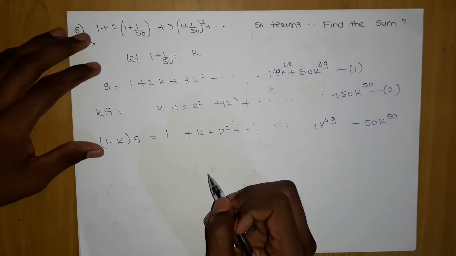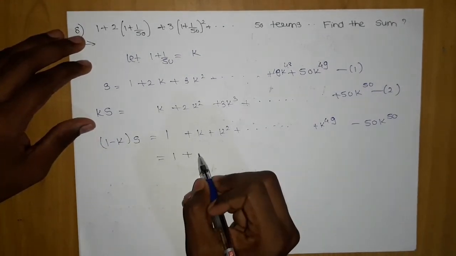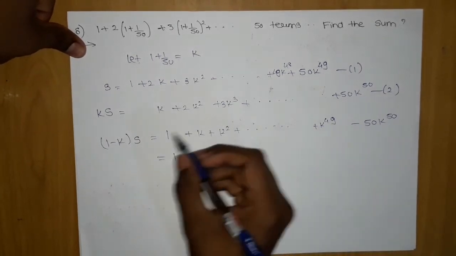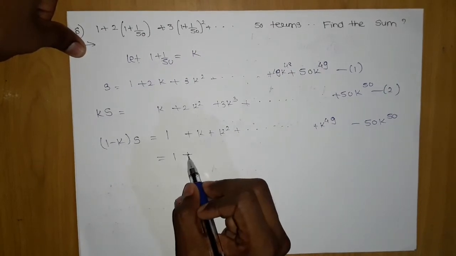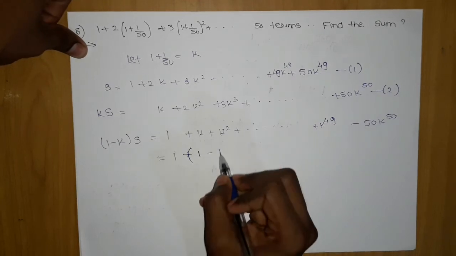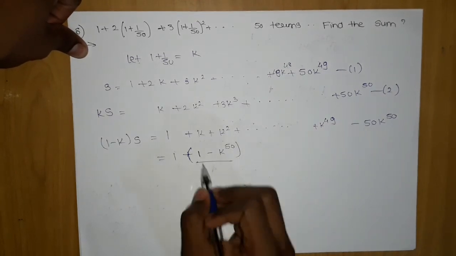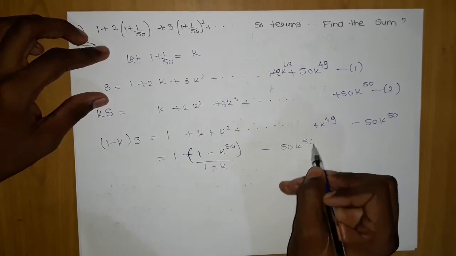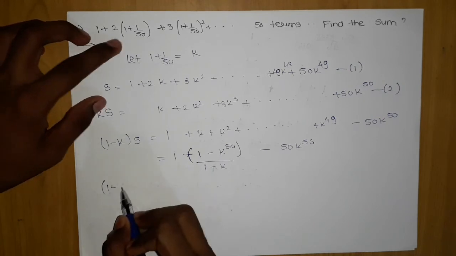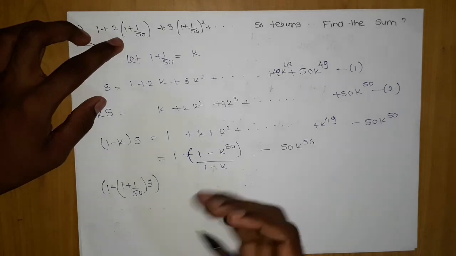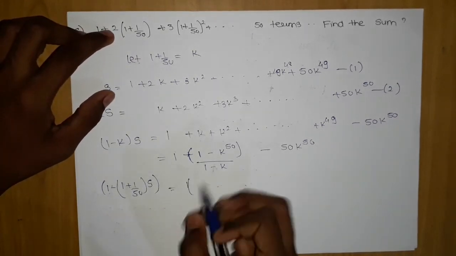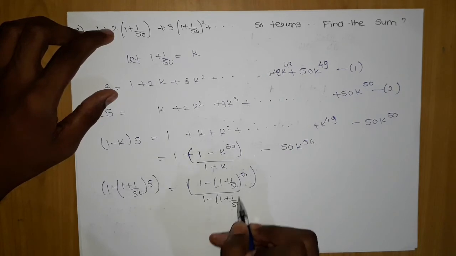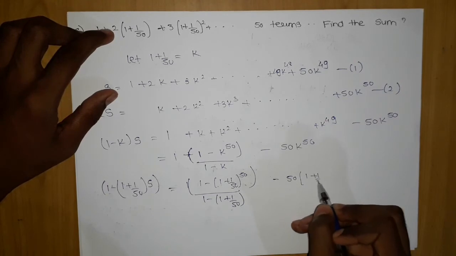After this step, what you can come to know is that these are all 50 terms, 1, 2, 3, 4, and this term is also included. So 1 is the first term, the common ratio is k, with 50 terms, upon 1 minus k. So (1 minus k) S is what we got, minus 50 k power 50. Now if we substitute the value, this is 1 minus (1 plus 1 by 50). You need to be alert at what point you substitute k. So 1 minus (1 plus 1 by 50) S equals 1 minus (1 plus 1 by 50) the power 50, minus 50 into (1 plus 1 by 50) the whole power 50.